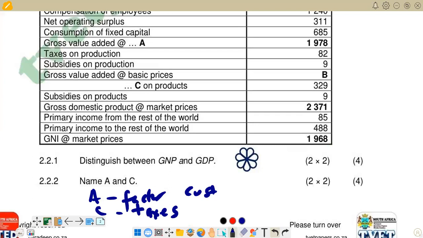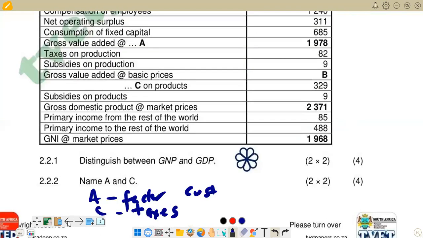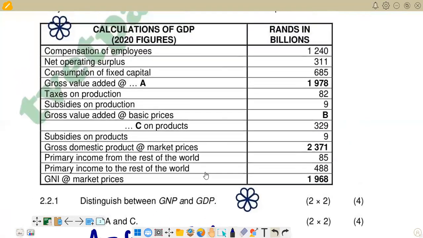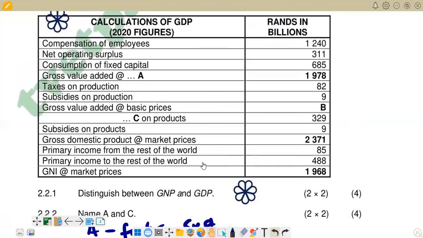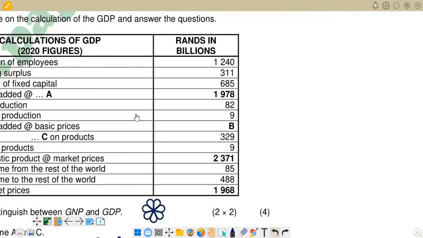Then we go to the next question. The next question is saying calculate the value of B. So let's go back and see how we can calculate B. Let's see what we have on B. The figure is just above there. We have here gross value added at basic prices.